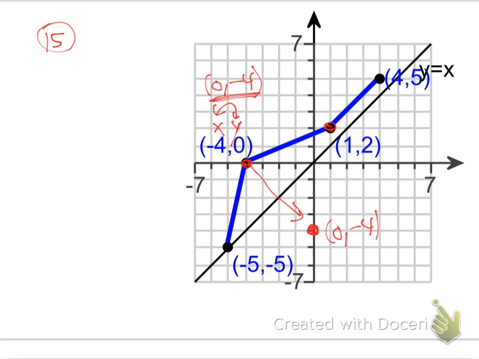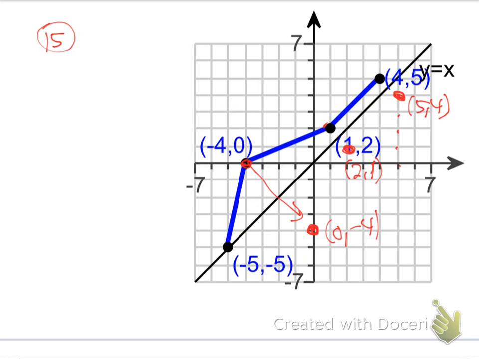Let's try another one. How about 1, 2? Where does he go to? 2, 1. Where's that? Over 2, up 1 right there. That point goes right there with the inverse. What about 4, 5? He goes to 5, 4. Where's that? 1, 2, 3, 4, 5. 1, 2, 3, 4 right there. Over 5, up 4. So you see what I did there? I just swapped the x's and the y's.